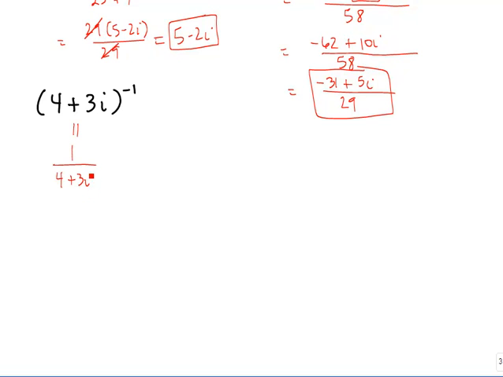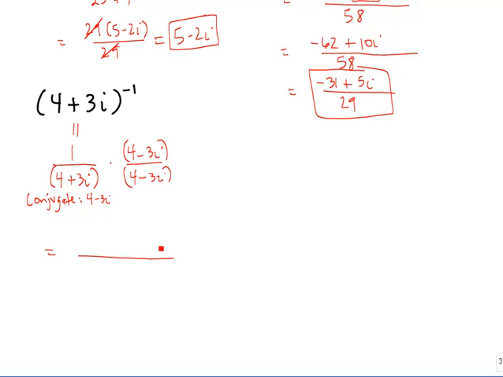And here we have an i in the denominator, which we don't want to have. So this is where we're going to need to use a conjugate, because we have two terms in our denominator. So the conjugate is going to be 4 minus 3i, and we're going to want to multiply by that on the top and also on the bottom. And I'm going to wrap everything in parentheses.